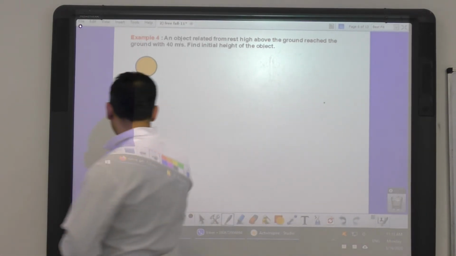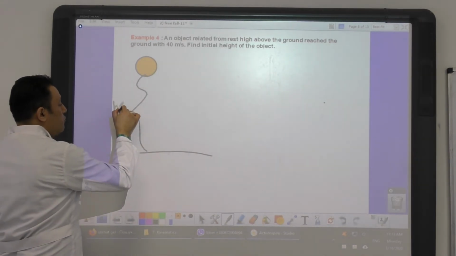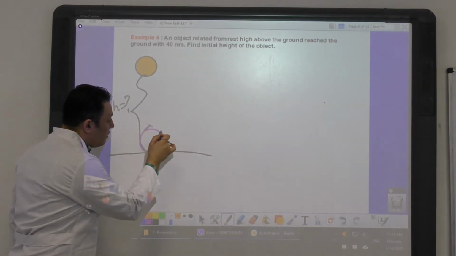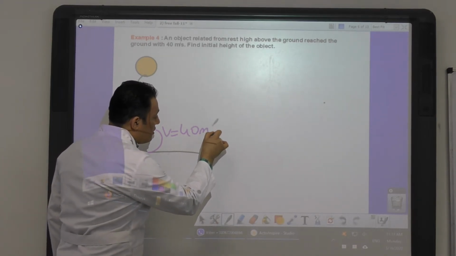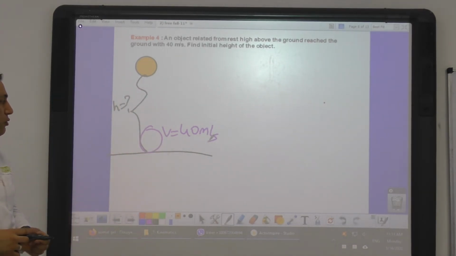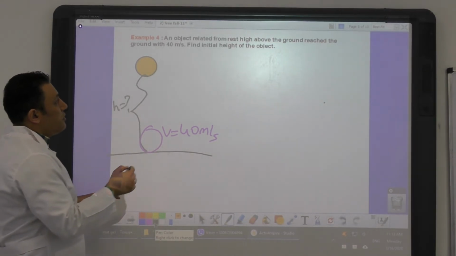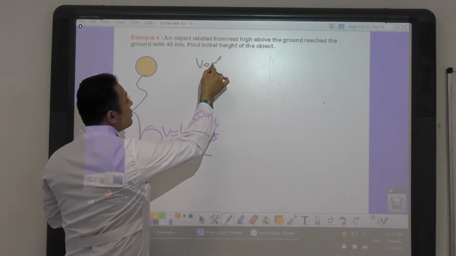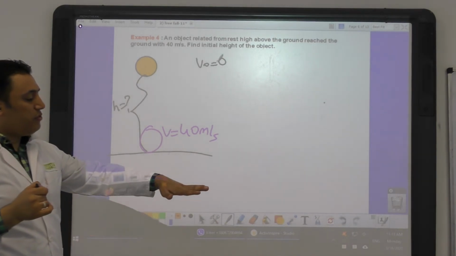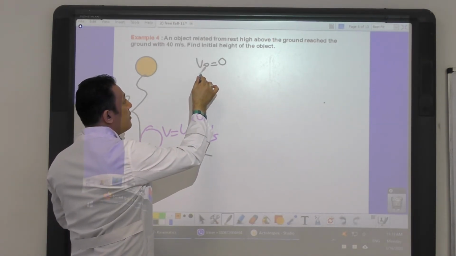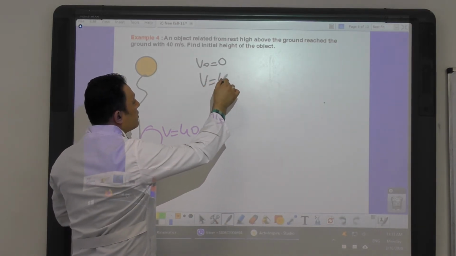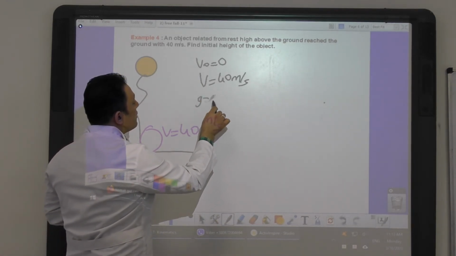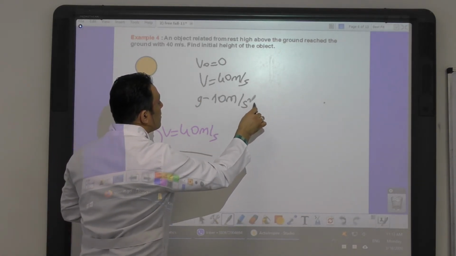So this object is dropped again from some height which we don't know, and the velocity of the object when it just strikes the ground is going to be 40 meters per second. Let's write down the equations and the knowns. The initial velocity is going to be 0 because when you drop from rest, the object doesn't have initial velocity, the final velocity is 40 meters per second, and gravitational acceleration is 10 meters per second squared.